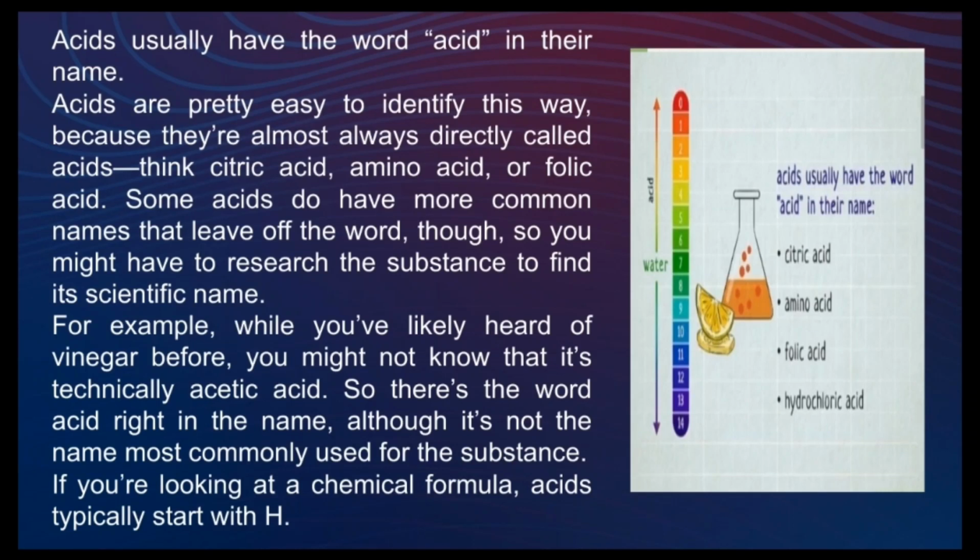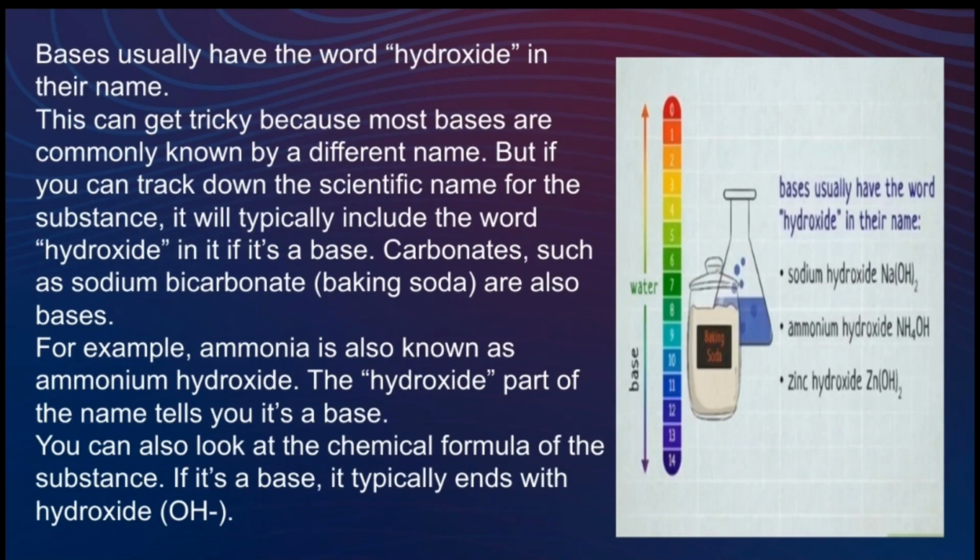If you're looking at the chemical formula, acids typically start with H. Bases usually have the word hydroxide in their name. This can get tricky because most bases are commonly known by a different name. But if you can track down the scientific name for the substance, it will typically include the word hydroxide in it if it's a base.